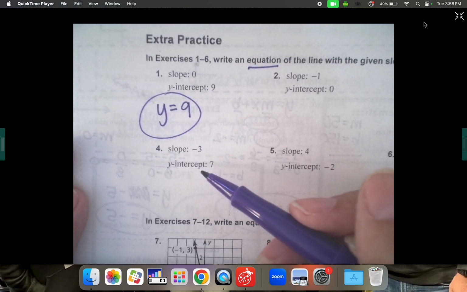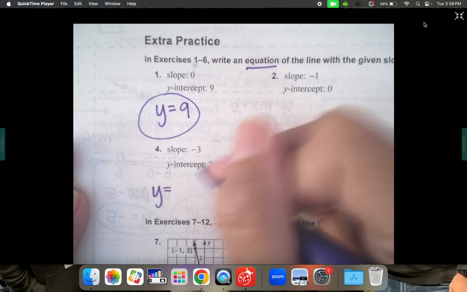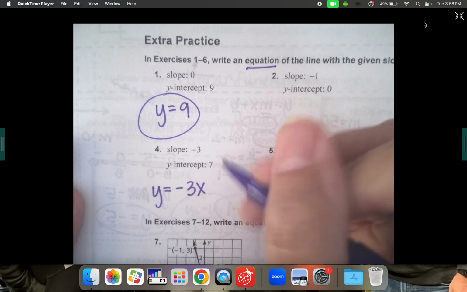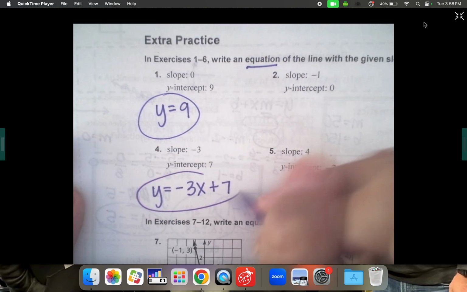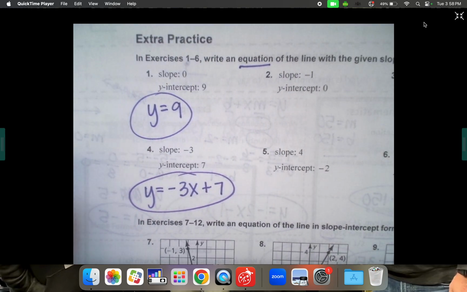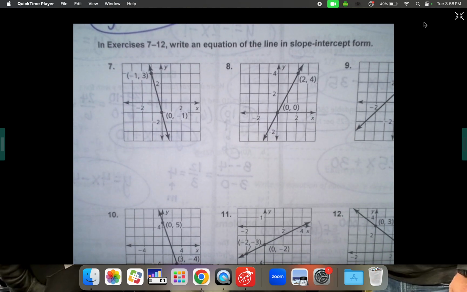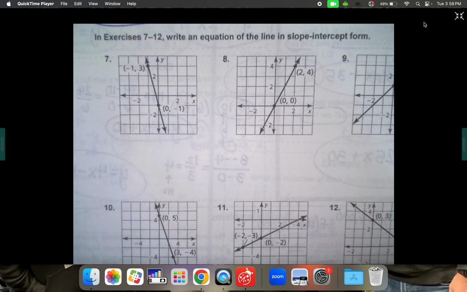Let me skip down and do number 4. Y equals slope is -3. Don't forget your x. Plus the y-intercept is 7. Okay, I know you can do the other 4 on your own. The next section is write an equation of these graphed lines.